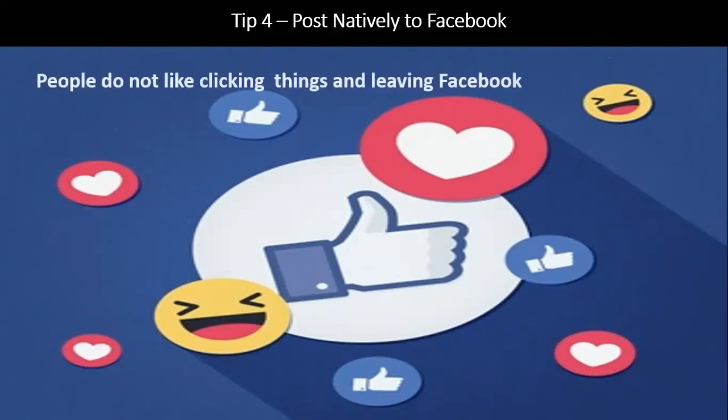Tip number 4, post natively to Facebook. People do not like clicking things and leaving Facebook, and I can guarantee you, neither does Facebook. They don't want you to leave Facebook either. So post fewer links. You can always put your links safely in the comments.